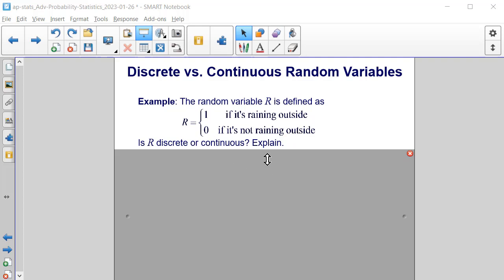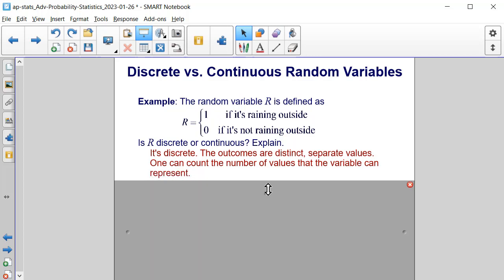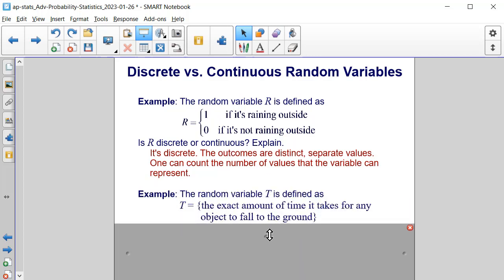So this is going to be discrete because, again, the outcomes are distinct and separate values, and one can count the number of values that a variable can have or represent. There are only 2 of them. It's either 1 or it's 0. So that's what makes this one discrete. Let's look at another example.